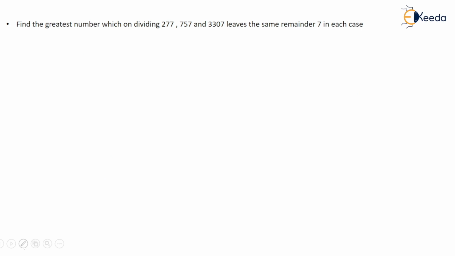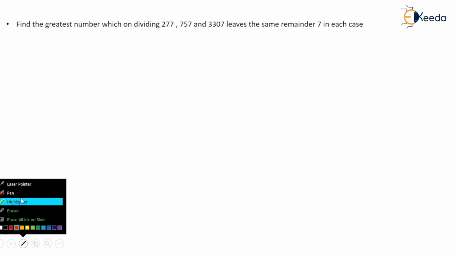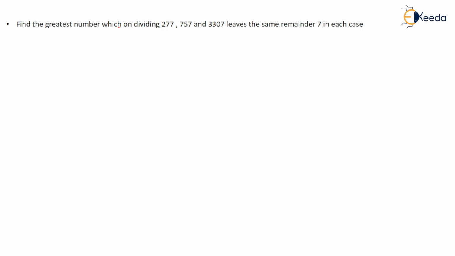So here is another question in front of you. They ask you to find the greatest number on dividing. Dividing means what? Whenever the word divide comes, that means HCF. If "divided by" comes, then it's LCM. So the question says, dividing 277, 750 and 3307 leaves the same remainder 7 in each case.